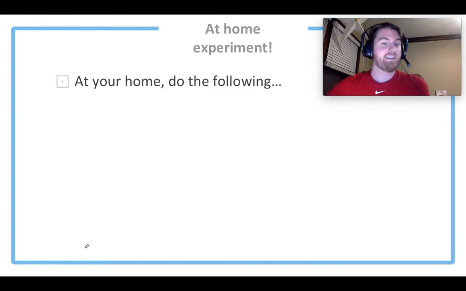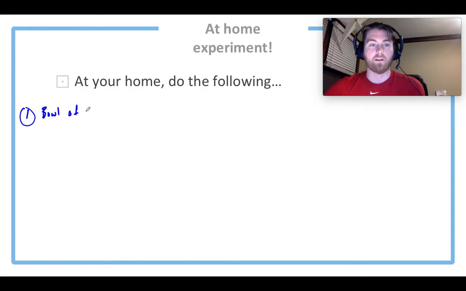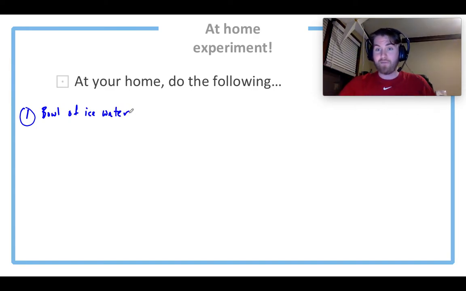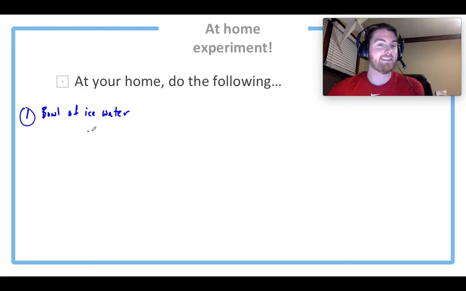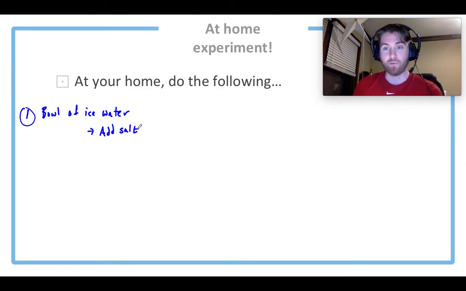So here's what I want you to do for your at-home experiment. I want you to grab a bowl of ice water. Put in at least enough ice to make a mix of it. You want a lot of ice and a lot of water. The idea here is that you want to drop that temperature, and in addition to that, I want you to add salt to this bowl of ice water, or this mug, whatever you have.